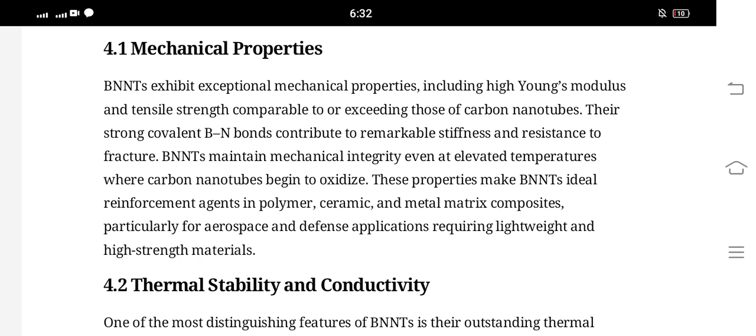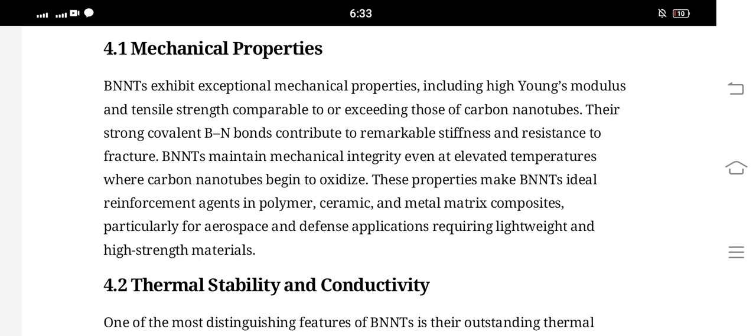An important advantage of boron nitride nanotubes over carbon nanotubes is their ability to retain mechanical integrity at elevated temperatures. While carbon nanotubes begin to degrade or oxidize at relatively low temperatures, boron nitride nanotubes maintain their stiffness and resistance to fracture even under extreme thermal conditions. Their thermomechanical stability makes them particularly suitable for high temperature structural applications.